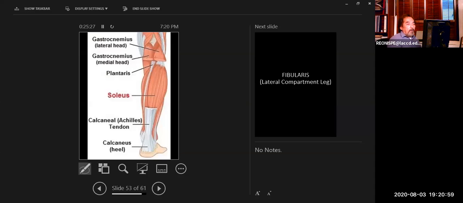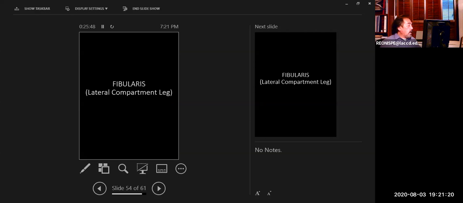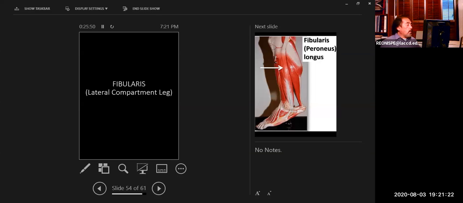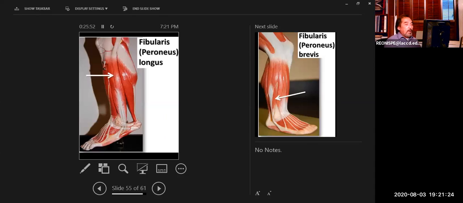Okay, so we have the three muscles here. The gastrocnemius is the first one. The soleus. Okay, and then the thin-looking tendon called the plantaris. Okay, and we're looking at the lateral compartment now. So this should be our last one.